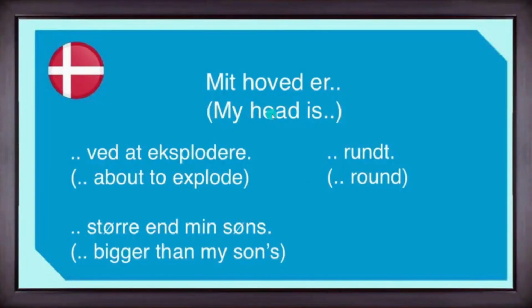You can take this in different directions. Mit hoved er ved at eksplodere. Mit hoved er større end min søns. Mit hoved er rundt. A little side note here. Ved at is like about to. Like something is about to happen. Right? Ved at. Yeah, and større, that's bigger, right? Comparative. And then rundt, that's pretty straightforward. Right? It's just an adjective with a T. Rundt. Because mit. Right? So mit, something rundt. Alright. Beautiful.